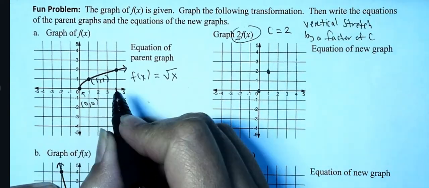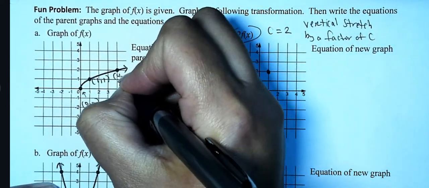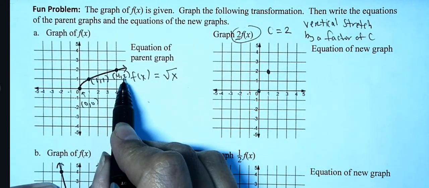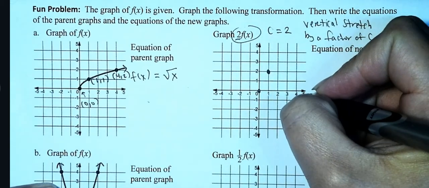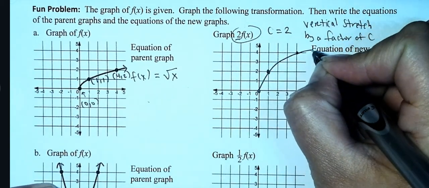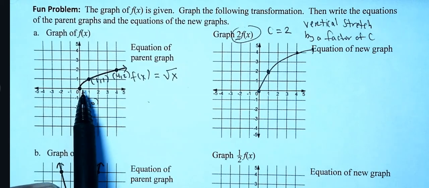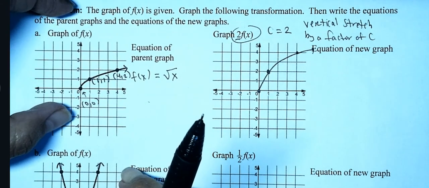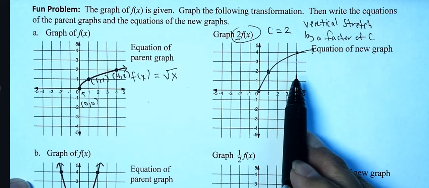The next point that's highlighted is 4, 2. But we're multiplying the function value by 2. 2 times 2 is 4, so that should bring us to 4, 4. Now, if I did the math right, when I stretch this function by 2, it should look a little bit higher, and I think we did a pretty good job.